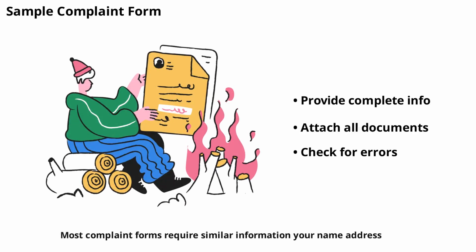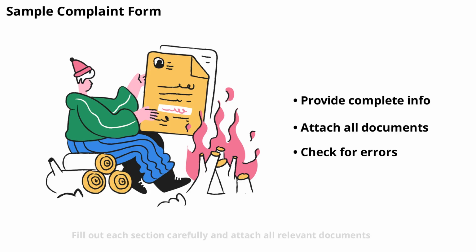Most complaint forms require similar information: your name, address, details of the issue, and any previous attempts to resolve it. Fill out each section carefully and attach all relevant documents. Double-check your form before submitting to avoid mistakes.